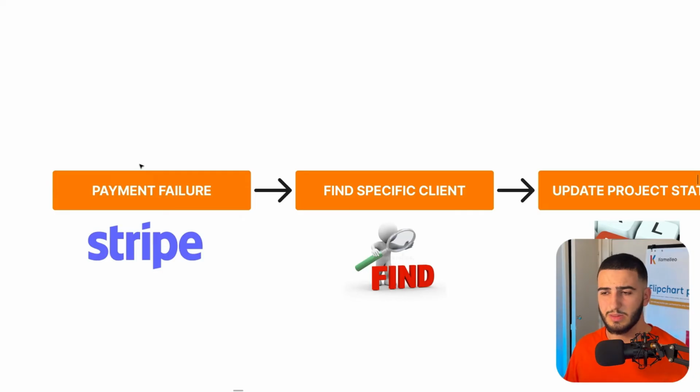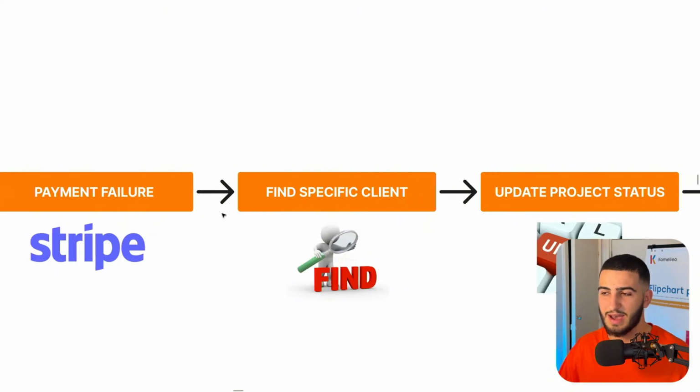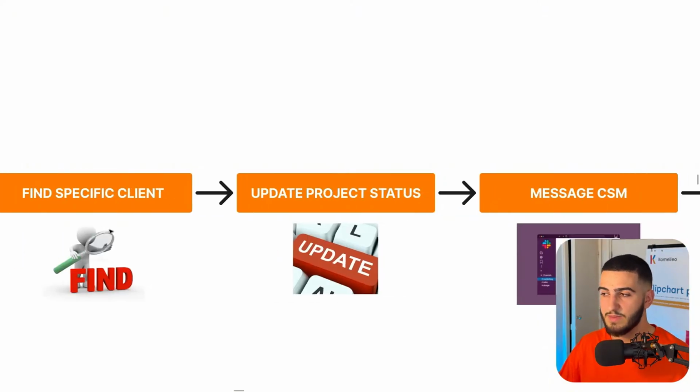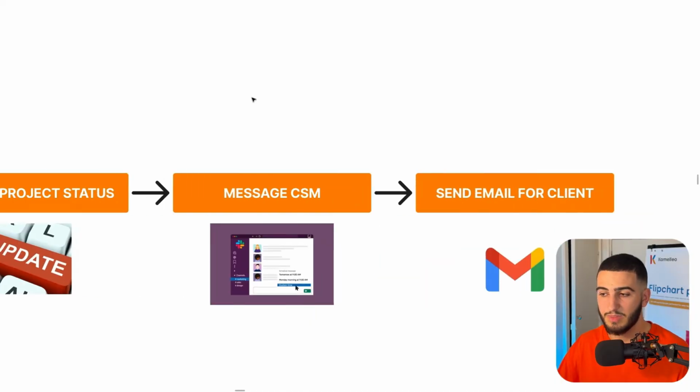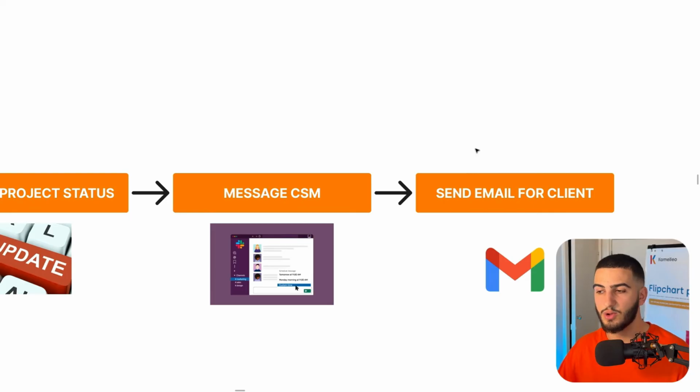And this automation is fairly simple. Every single time a payment fails in something like Stripe, or once again, whatever payment processor you want to use, you want to go ahead and find that specific client by the email, update the project to the payment failed status, message your CSM to let them know that the payment failed and to get in contact with the client as soon as possible, and also send an email to the client, letting them know that the payment has failed, because most people don't even know, honestly, and any additional steps they can actually fix it.